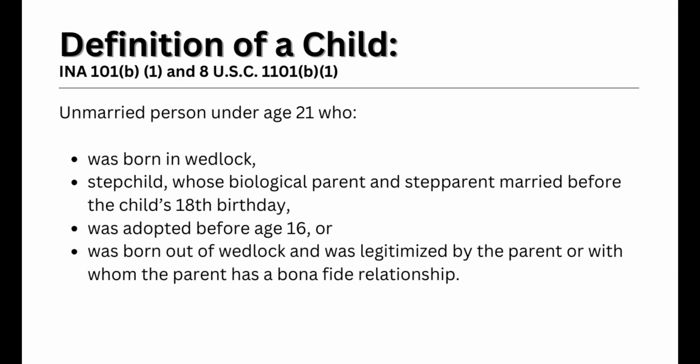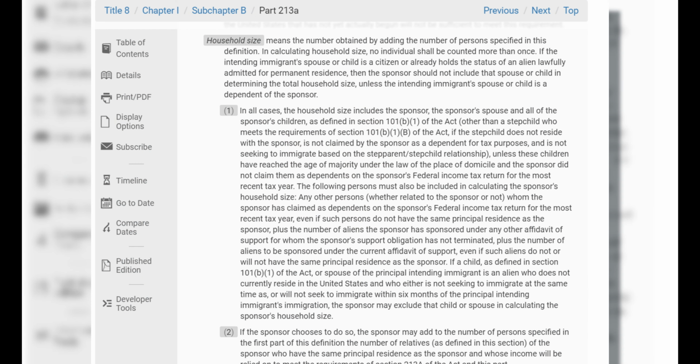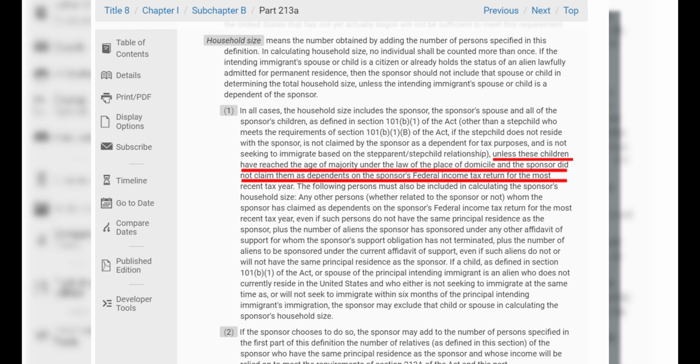fide parent-child relationship. The only difference between the definition of the child in the Immigration and Nationality Act and the definition of children that must be counted in the affidavit of support is that if the sponsor has a child who is 18 years old and the sponsor doesn't claim them on tax returns as dependents, those children don't have to be counted. So when it comes to counting your biological children, a lot of people don't really have a lot of questions in this regard. However, there is a little bit of confusion when it comes to counting your stepchildren.